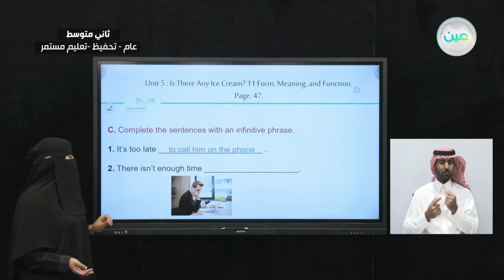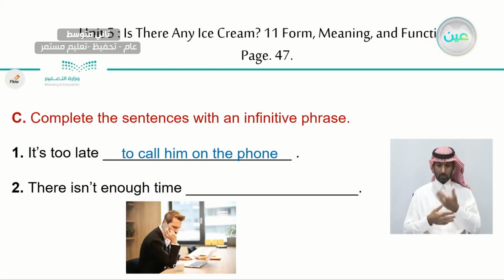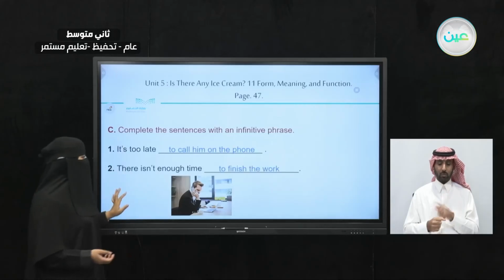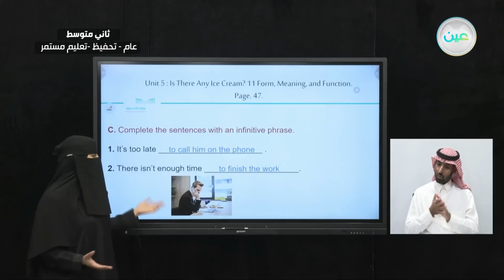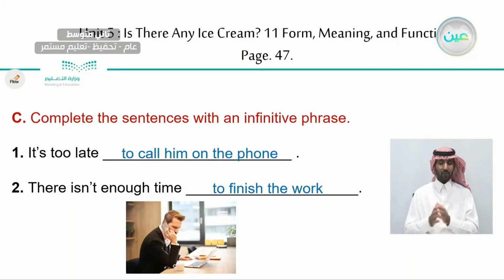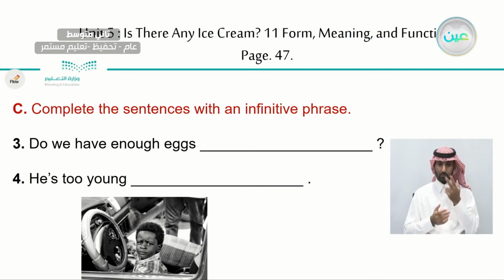Now, let's take a look at the next one. There isn't enough time to what? Here we have too late to call him. Here, enough time to what? Enough time to finish the work. So, there isn't enough time to finish the work and it's too late to call him on the phone. Looks like the man is upset. He's trying to manage this.